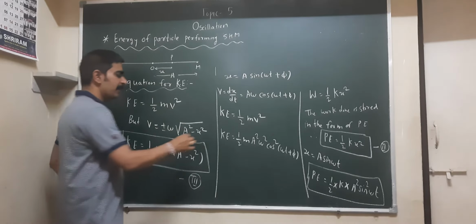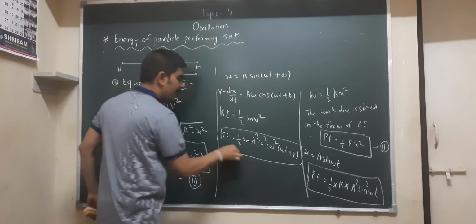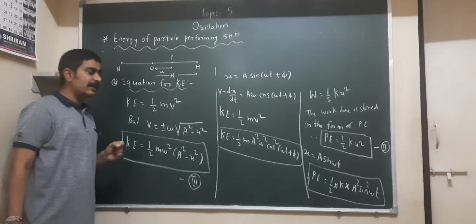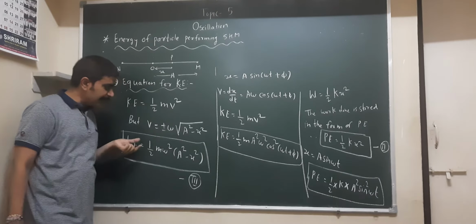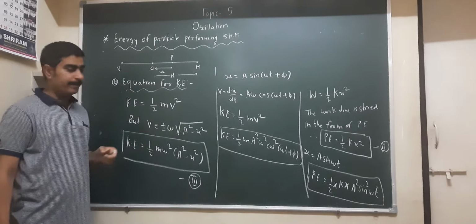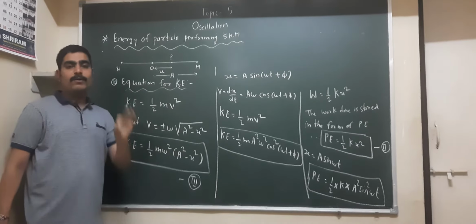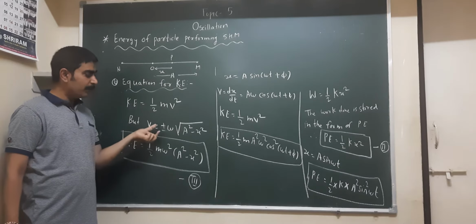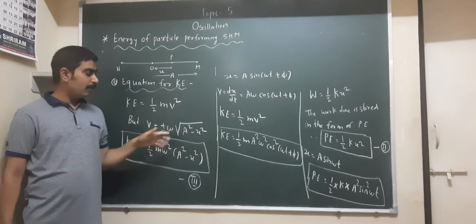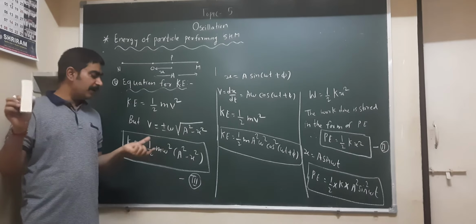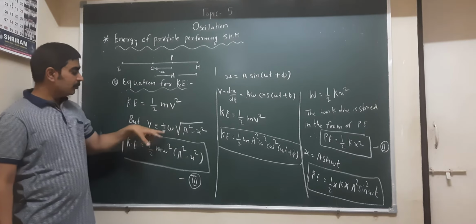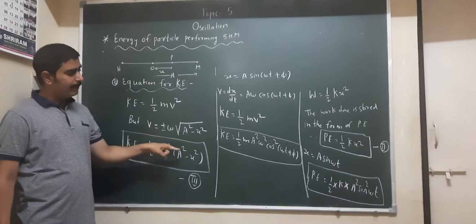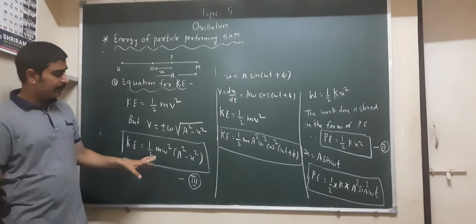I am going to explain this part once again. When we are writing the equation for the kinetic energy, we should know the basic formula for the kinetic energy, which is half mv square, where v is the velocity. But the formula for the velocity of a particle performing SHM is v is equal to plus minus omega under root a square minus x square. This formula we have already derived. Substitute this value. When we take the square, the kinetic energy is equal to half m omega square into a square minus x square. So this is equation number 3.